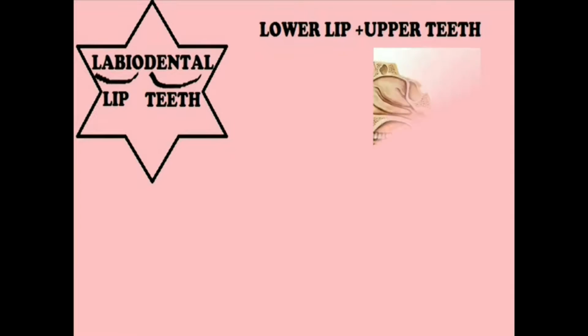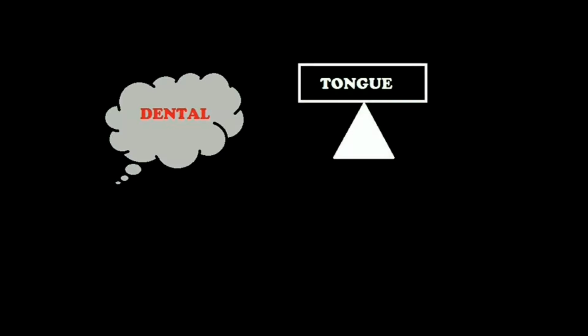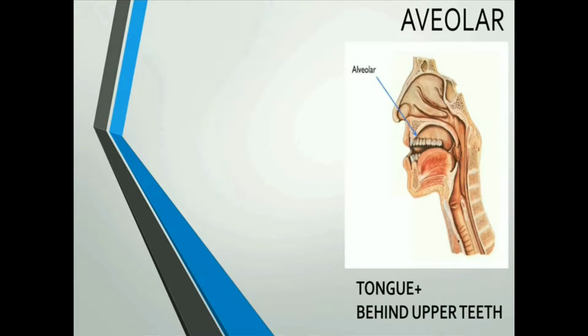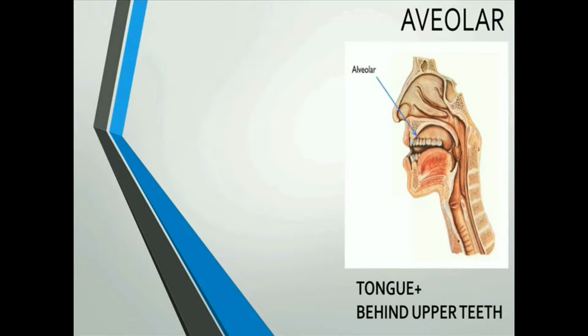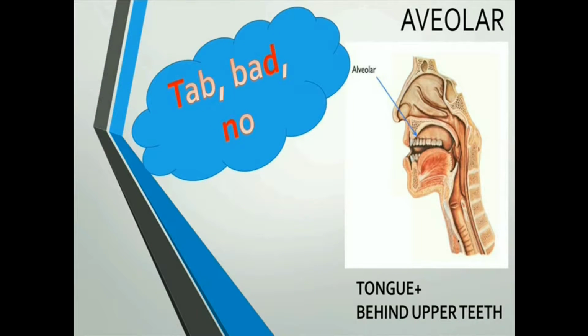So, labiodental is when the lower lip touches the upper teeth, as in the sound. Example, cough and have. Dental is when the blade of the tongue touches the upper teeth, as in the sound. Bad, rather. Alveolar is when the tongue tip touches the alveolar ridge immediately behind the upper teeth, as in the sounds N, T, D, S, Z, L. Example, tap, bed, no.